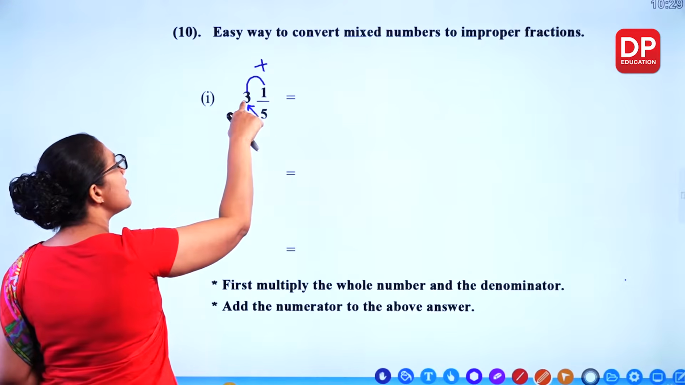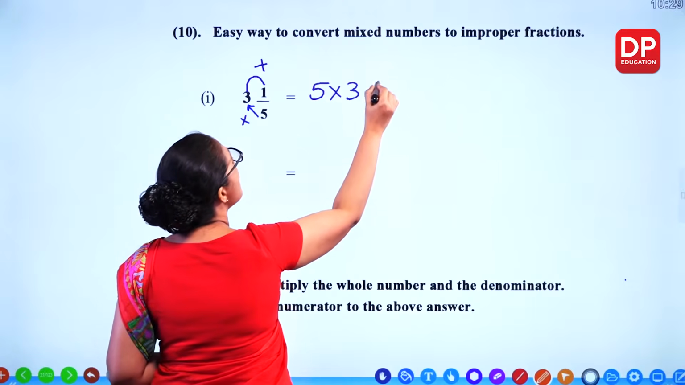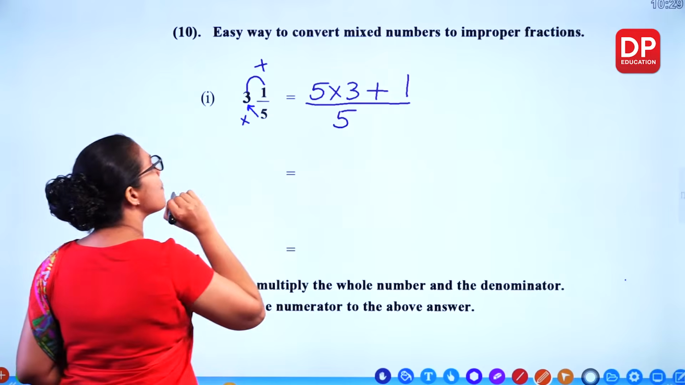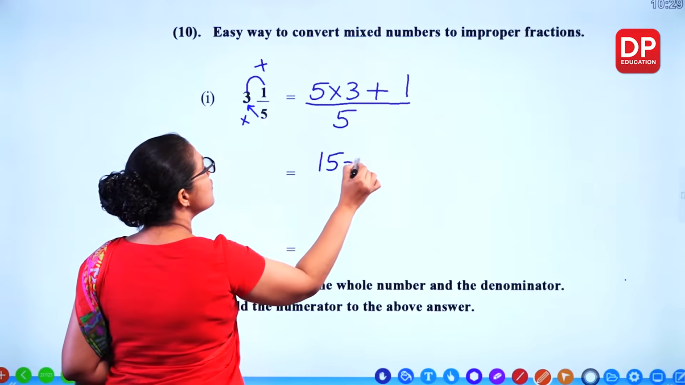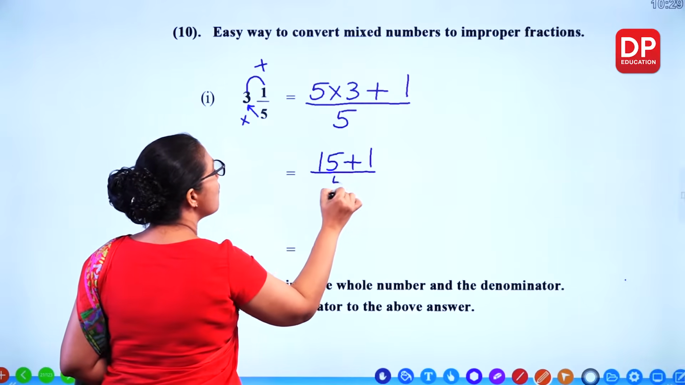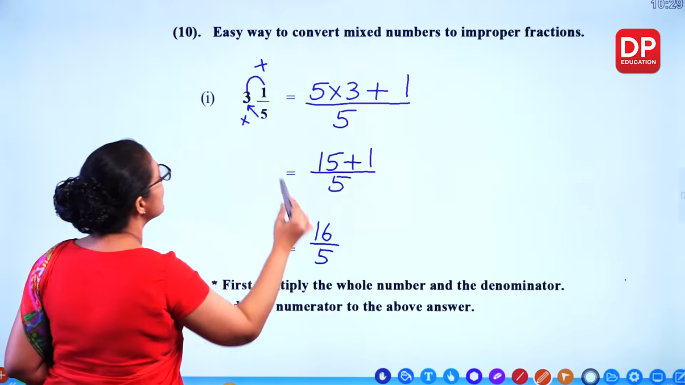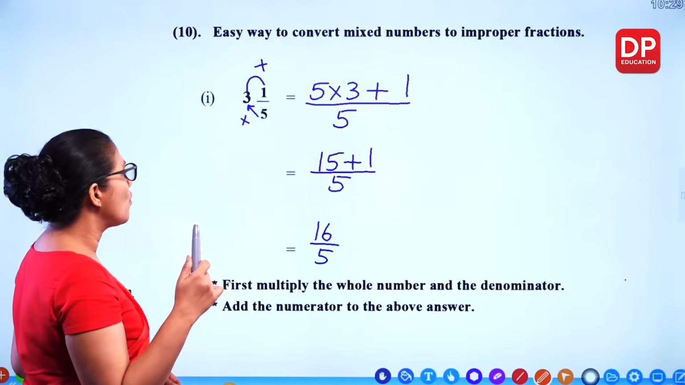5 times 3. And then add 1. Denominator stays the same. So, what's that? 5 times 3 is 15. 15 plus 1 over 5. That is 16 over 5. 5 times 3, 15. 15 plus 1, 16. 16 over 5.